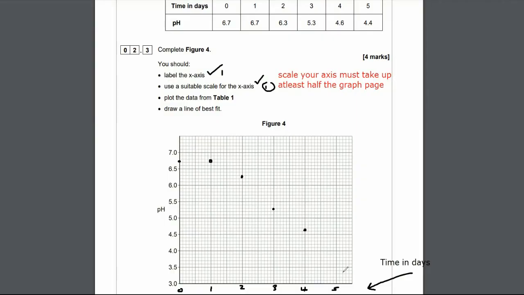3 days we have 5.3, then 4 days we've got 4.8, and 5 we have 4.4. So that is going to get me the mark. Even if my circles are half a square out, you will still be given the mark. Now, draw a line of best fit.